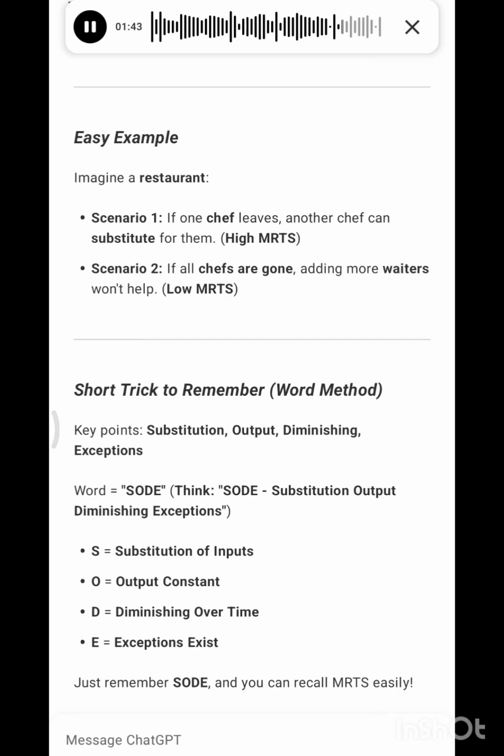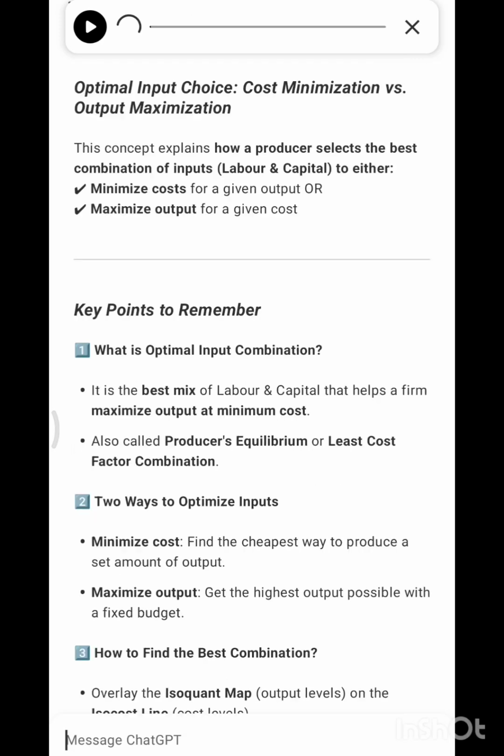Short trick to remember, word method. Key points: substitution, output, diminishing, exceptions. Think SOD-E: substitution, output, diminishing, exceptions. S equals substitution of input, O equals output constant, D equals diminishing over time, E equals exceptions exist. Just remember SODE and you can recall MRTS easily.